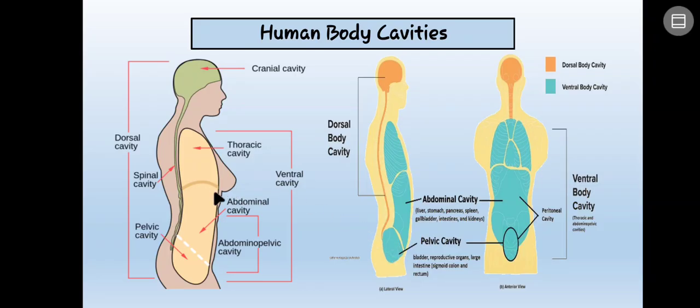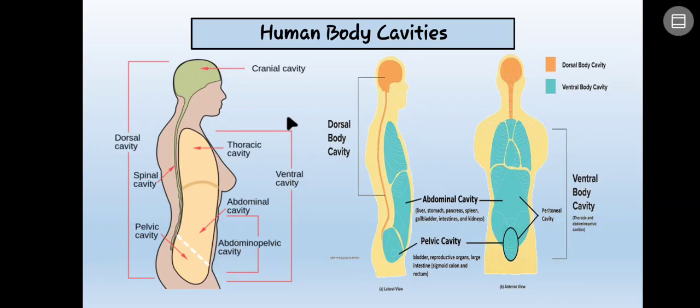If you come here, we have the same thing over here. This is the dorsal cavity, which consists of the cranial cavity, which houses the brain, and then the spinal cavity, which houses the spinal cord. Then we have the ventral cavity, which consists of the thoracic cavity, which houses the ribs and the heart, and then the abdominopelvic cavity. The abdominopelvic cavity can further be divided into the abdominal cavity and then the pelvic cavity. So this is the pelvic cavity, part of the abdominopelvic cavity.